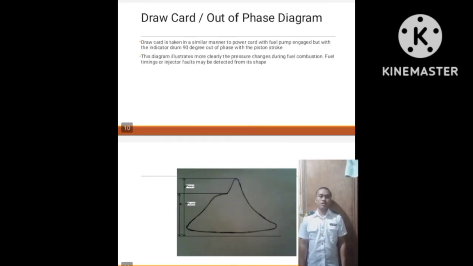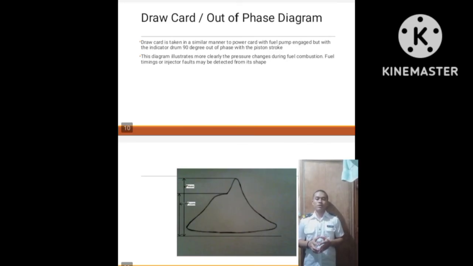So I will discuss the draw card diagram, or out of phase diagram. The draw card is taken in a similar manner to the power card, with the fuel pump engaged with the indicator drum. It is about 90 degrees out of phase with the piston stroke. This diagram illustrates more clearly the pressure changes during fuel combustion. Fuel timings or injector faults may be detected from its shape.